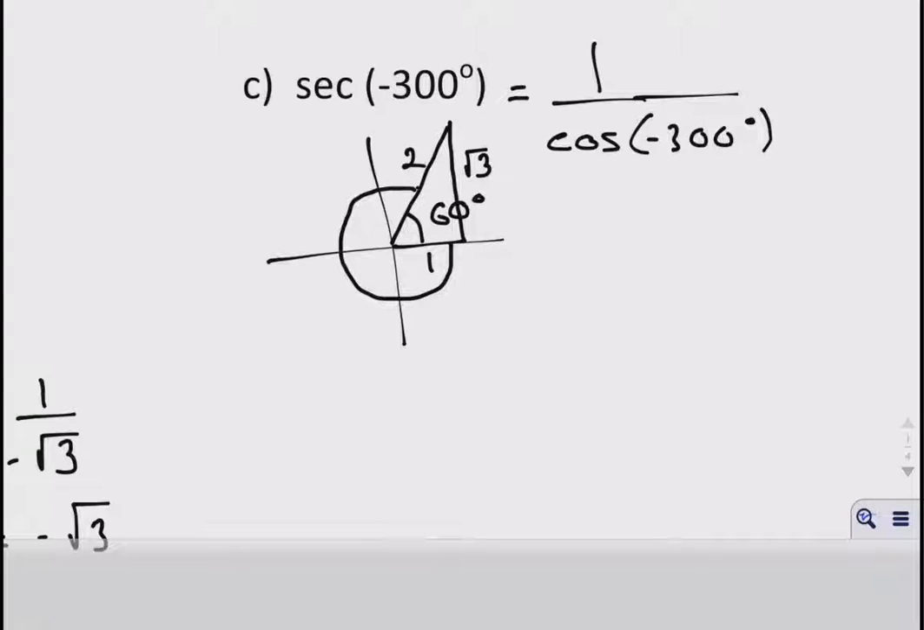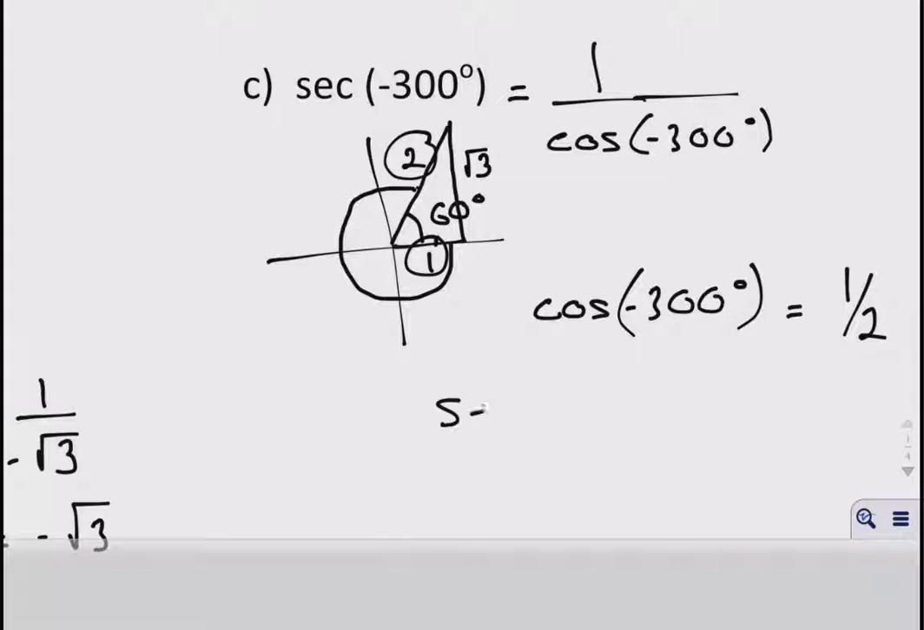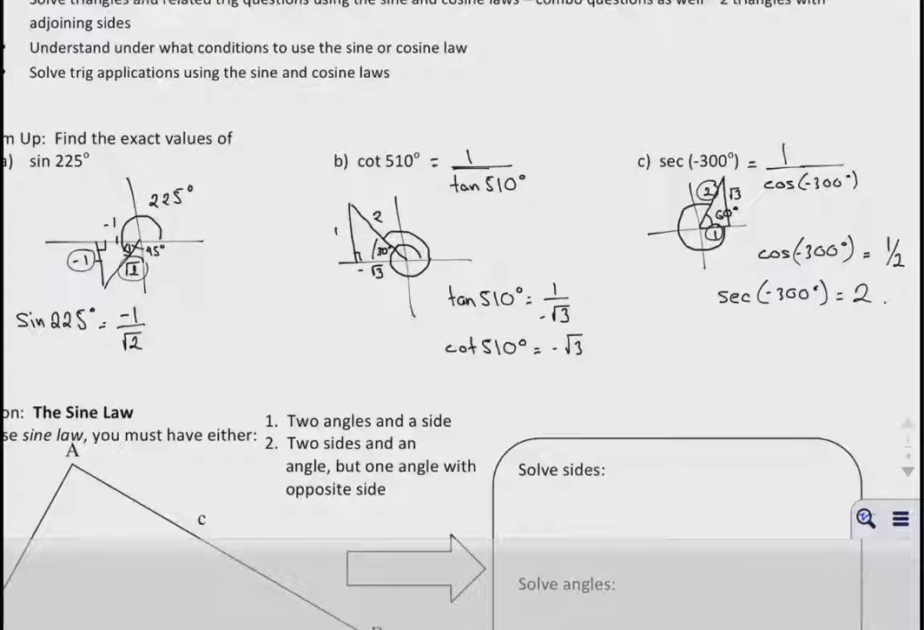By definition, cosine of 60 is adjacent over hypotenuse, and so that's cos of -300, which is going to give me 1 over 2, which means that secant of -300 is equal to 2. Again, I'm just writing in the reciprocal in this case.